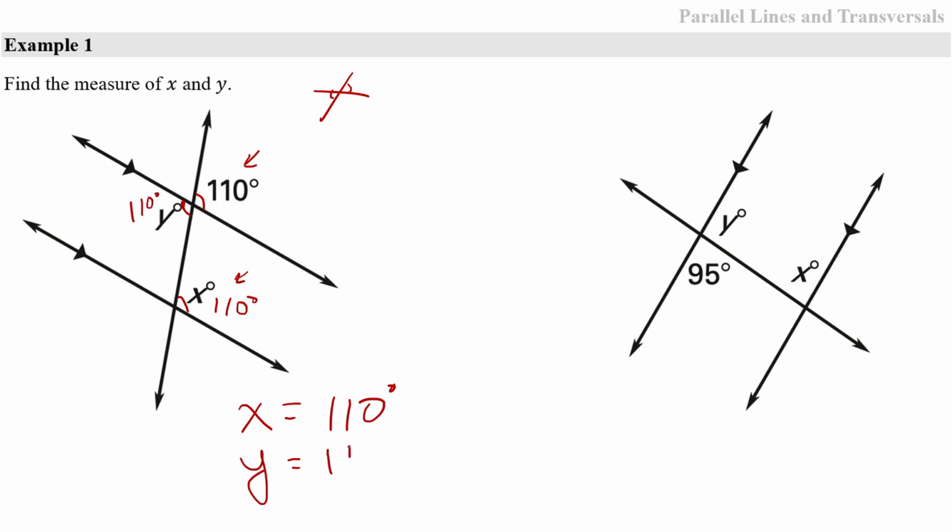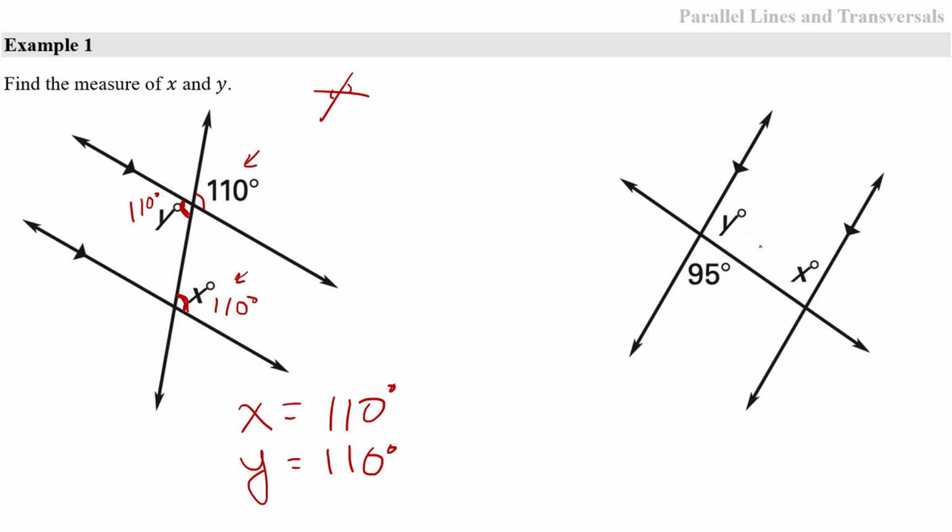But maybe some of you have thought about it this way: look at angle x and angle y. What do I know about angle x and angle y? Well, these are alternate interior angles, and the theorem says that alternate interior angles are congruent, therefore those have to be the same, and that's why y is 110. So there's 2 ways of looking at that.